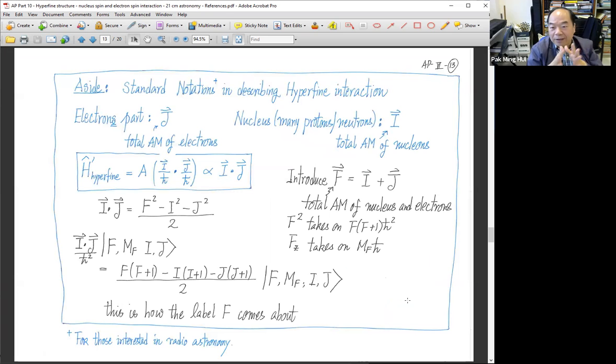So this assignment, I will not go through it, is just to get you back into the standard notation in astronomy books or in nuclear physics books. The F symbol is being used, but the physics is the same.